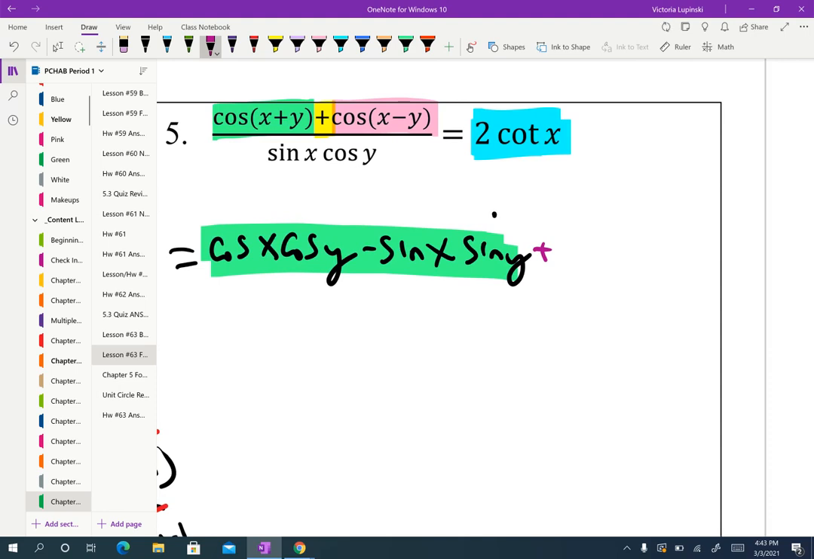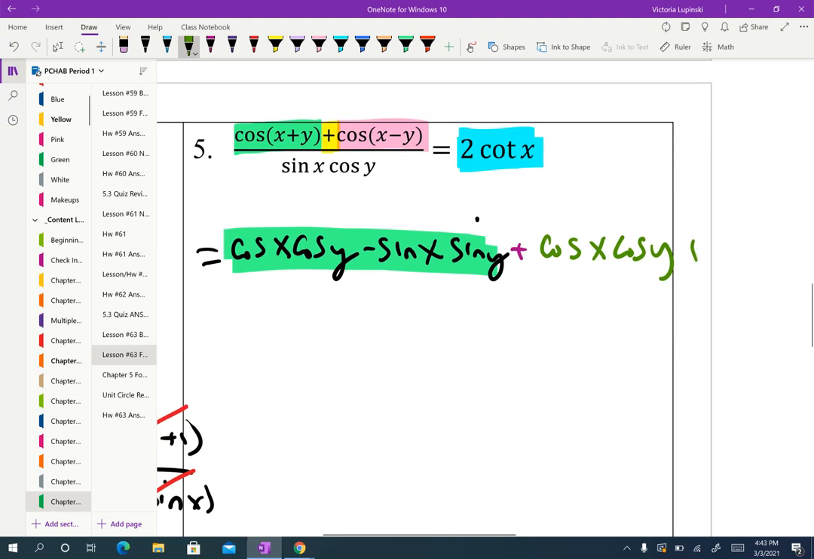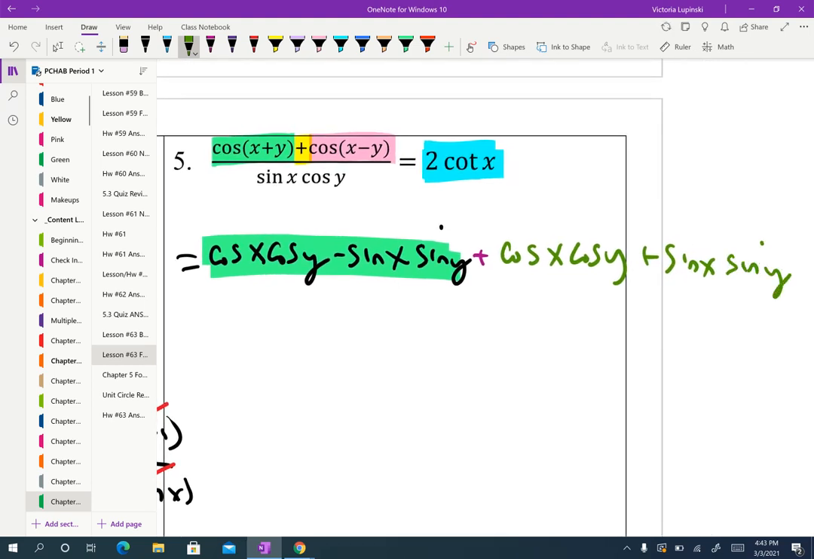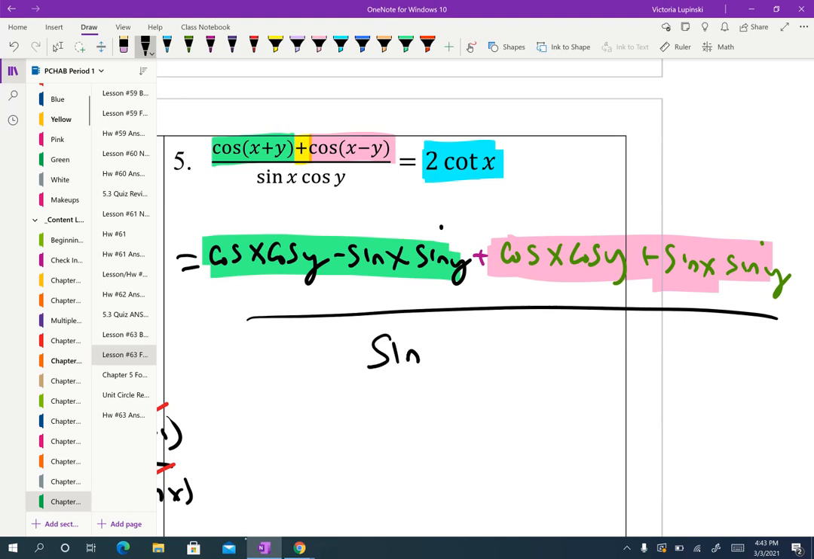So the cosine of x plus y was double cos minus sine sine. Now the cos of x minus y is a double cos plus sine sine. So you're going to do plus cos x cos y, but then it's plus sine x sine y. And yes, it is the opposite signage, but that's just how the formulas work. So please don't make up your own. Please go back to the formula sheet. And then, of course, this is all still over sine x cos y.